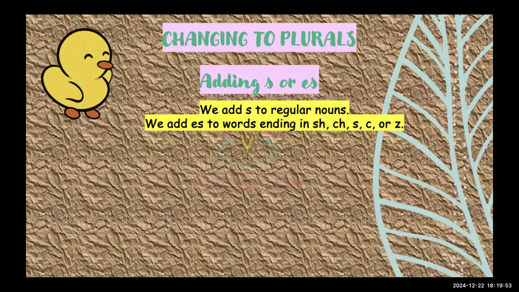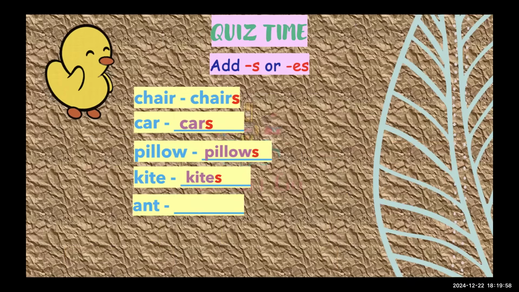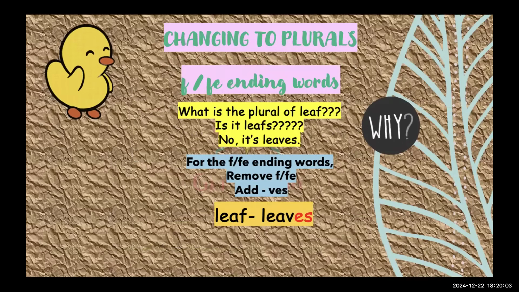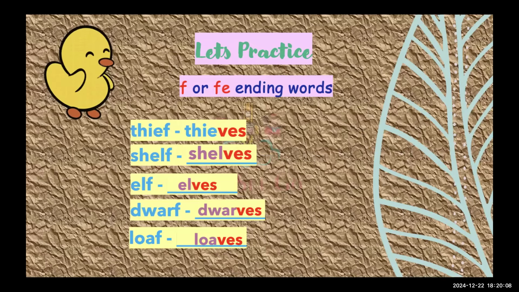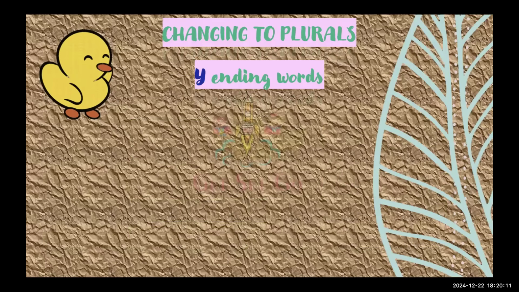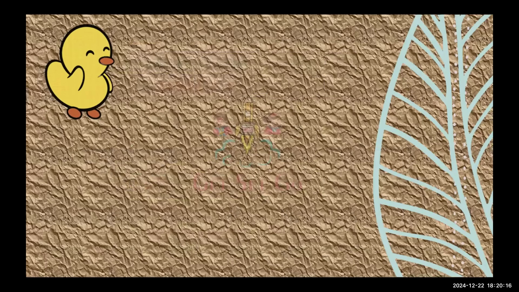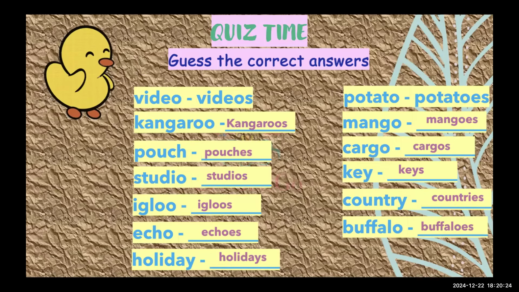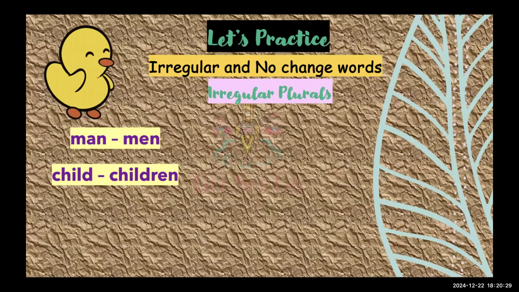Then you have changing into plurals. We have explained it like this: vocabulary, S or ES, adding S or adding ES, changing into plural of F ending words, VES. There are four or five plural rules explained here. Y ending words, how to change Y ending words into plurals, how to change O ending words into plurals. And then this is the quiz time. We have mixed words here to change them into plurals. Irregular, no change words.